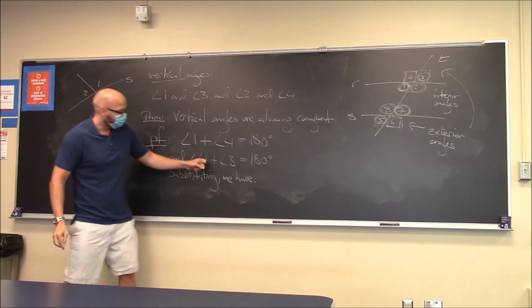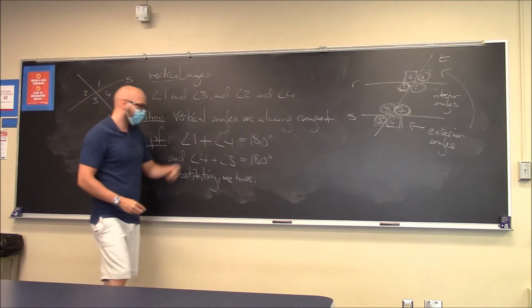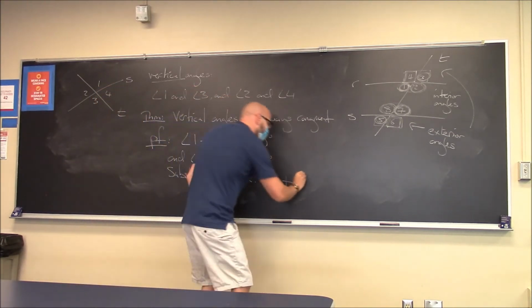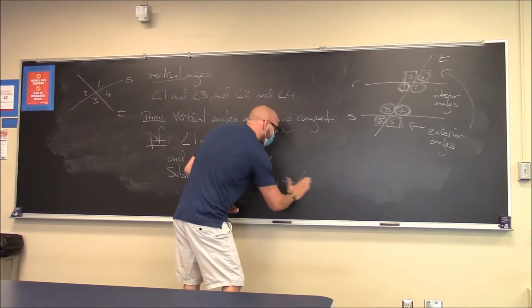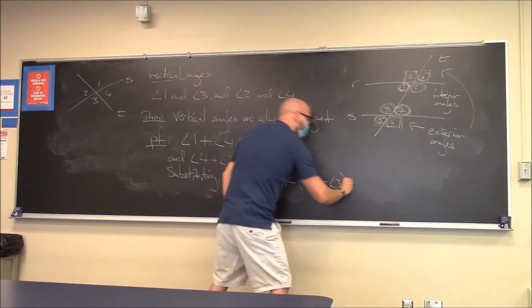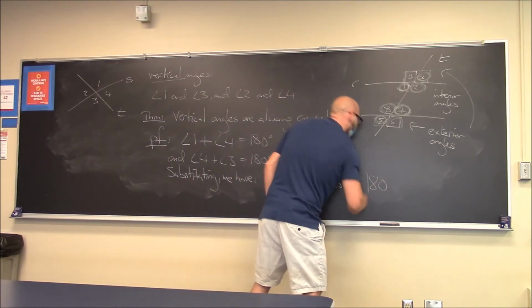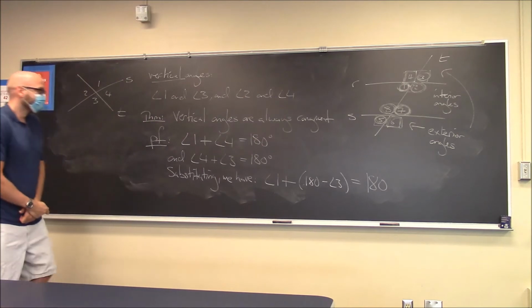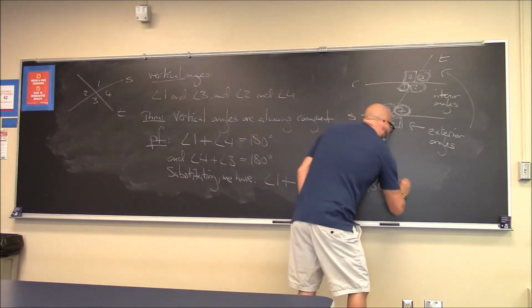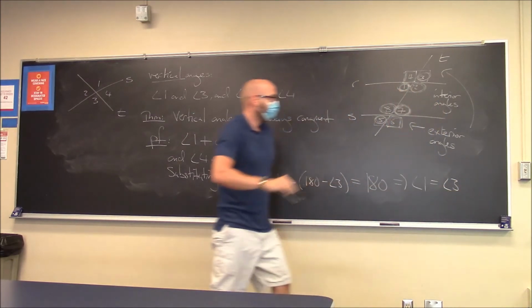What does angle 4 equal? That means angle 4 is 180 minus angle 3, right? So I'm going to substitute that back into the first line. So we've got angle 1 plus angle 4, which is 180 minus angle 3, equals 180. So, quick little bit of algebra here: subtract 180 from both sides, move angle 3 over. This of course implies that angle 1 is equal to angle 3 in measure.